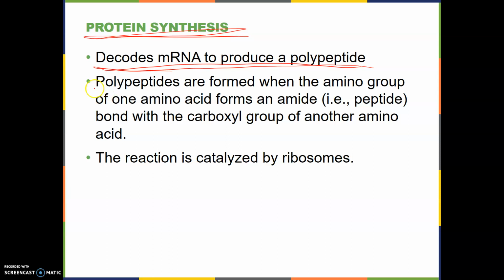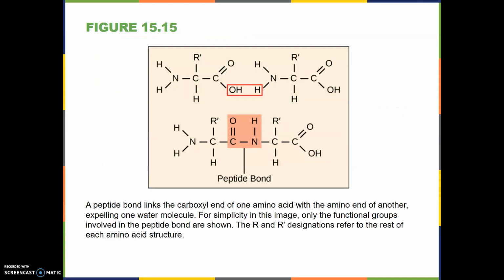So a polypeptide is really like an immature protein, okay? They're formed when the amino group of one amino acid forms an amide bond with the carboxyl group of another amino acid. We normally call that a peptide bond, okay? So proteins are formed when amino acids join with other amino acids, and ribosomes catalyze these reactions, the attachment of amino acids to other amino acids.